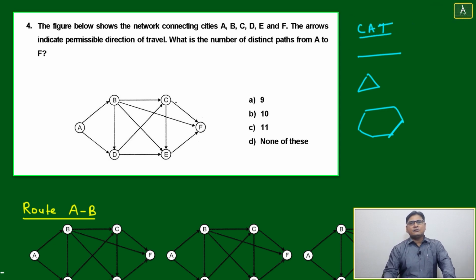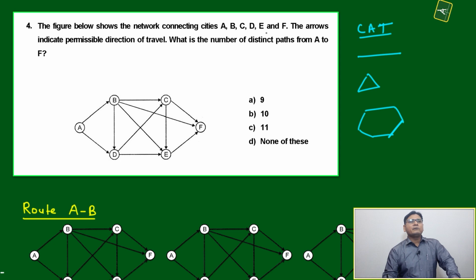You can say it is a good question, because all the routes are not free to travel. Only where the direction of the arrow is given, only in that direction will we be able to travel. Opposite to the direction we can't travel. Like B to C we can go, but C to B we can't come back. Similarly, B to D we can go, but D to B we cannot come back.